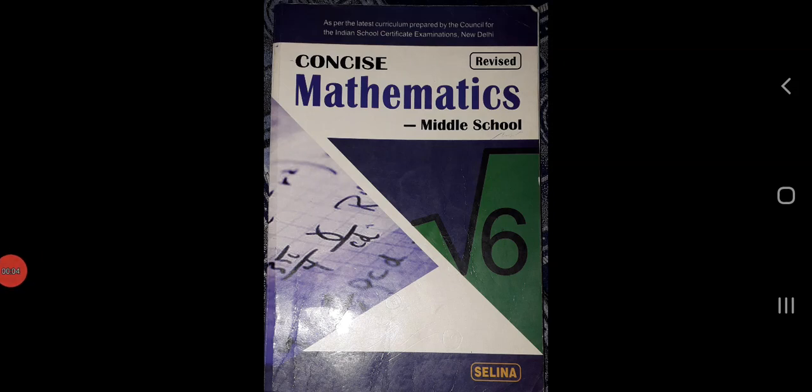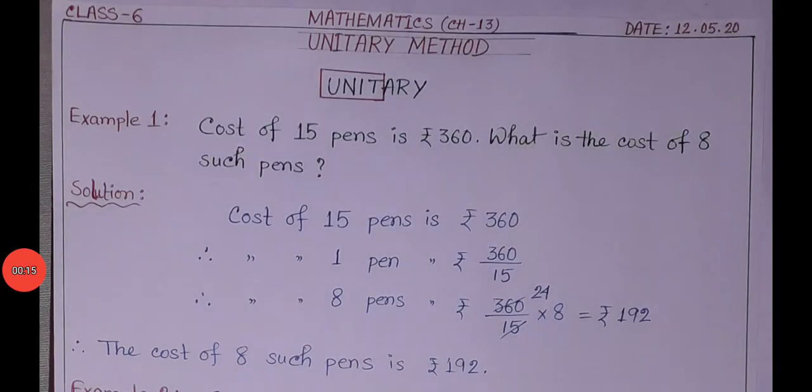Today we are going to discuss a very important and interesting topic, and that is the unitary method. Let's get started. Observe the word unitary. There is a hidden word unit in the word unitary. So, the unitary method, in which we first find the value of a unit and then use it to find the value of any required quantity, is called the unitary method.